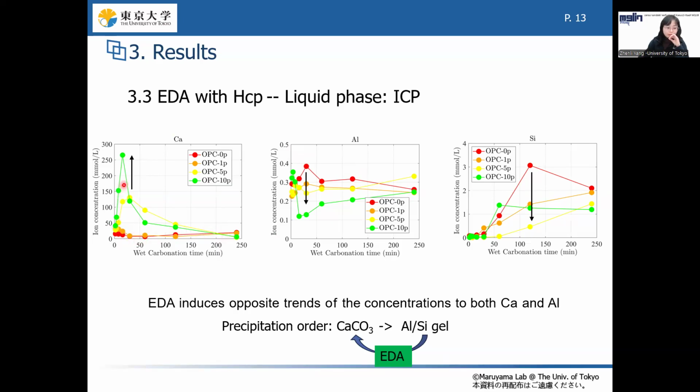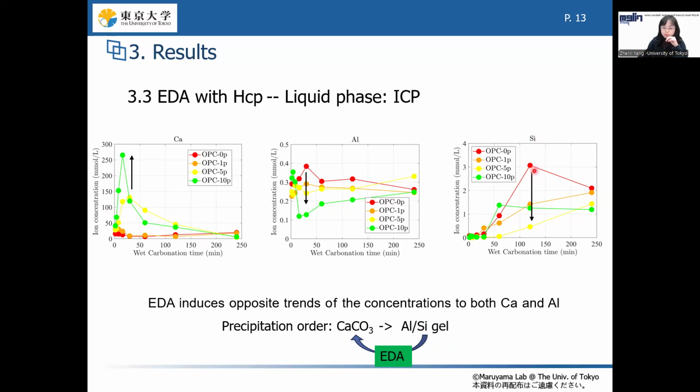But if we add a higher amount of EDA, we found not only the volume goes to like 10 times higher than the normal wet carbonation, the trend also goes the opposite way. This indicates that the precipitation order in a normal wet carbonation, from calcium carbonate first and then aluminum or silicate gel second, is now altered by the EDA addition at high percentage.